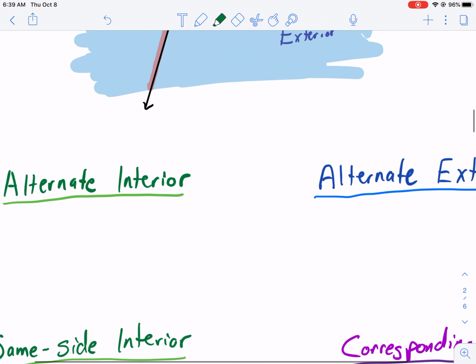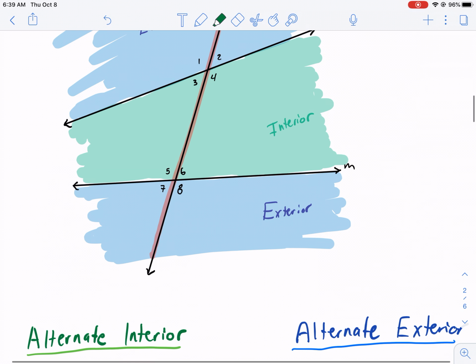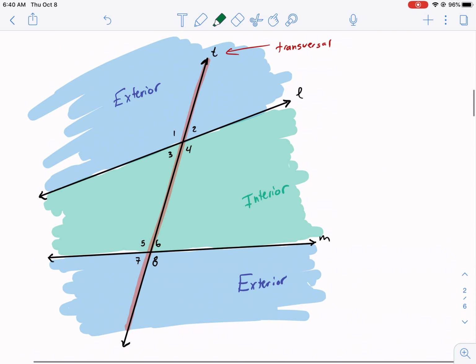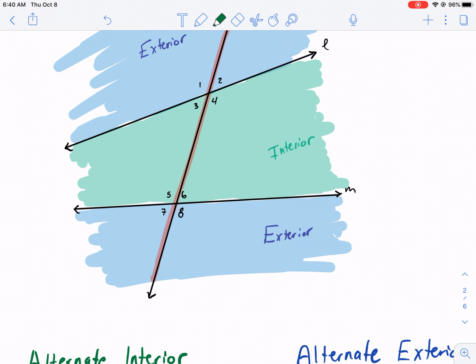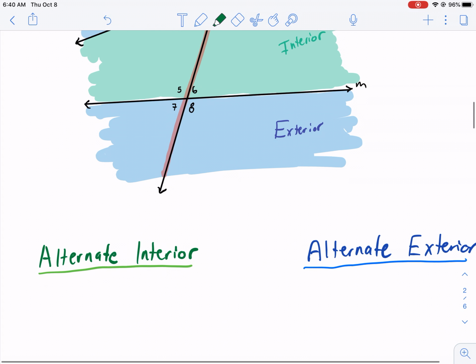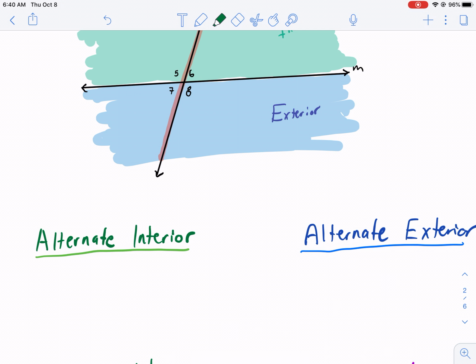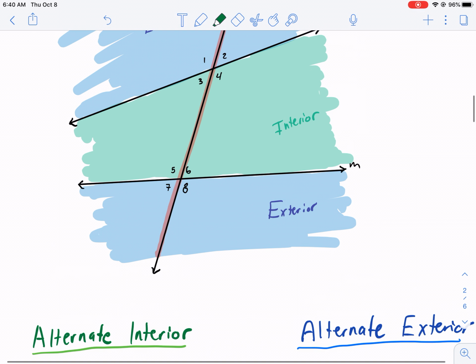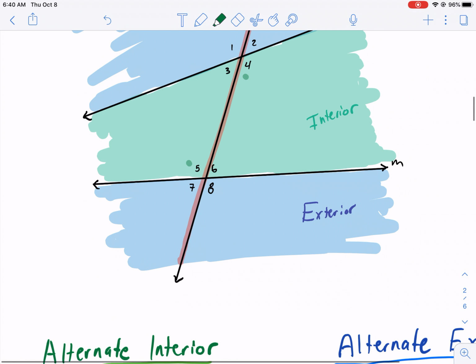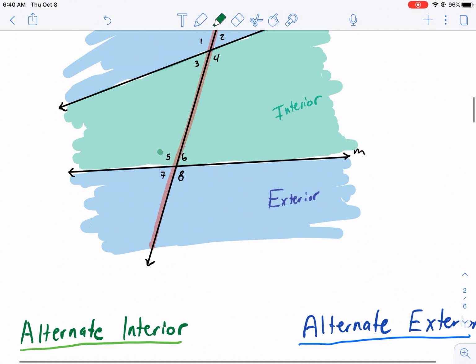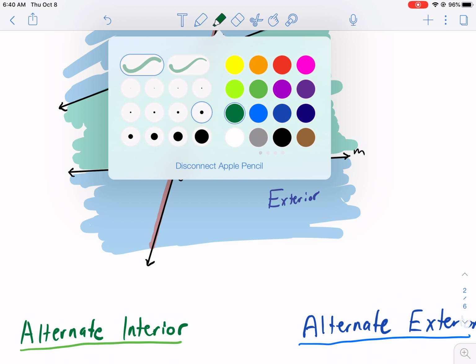Alternate interior. First thing you should notice is we have interior. Well, that means we are going to be looking at all the points inside here, in the interior. So we're only looking at 3, 4, 5, and 6. Those are the 4 angles we're looking at. Now, alternate. Alternate means we're looking at alternating sides of the transversal. So, for example, 5 and 3 are on the same side, so they are not going to be alternating. 5 and 4 are alternating on either side of the transversal.